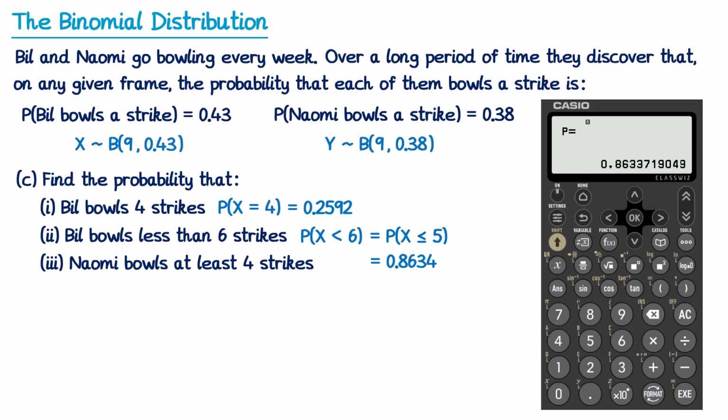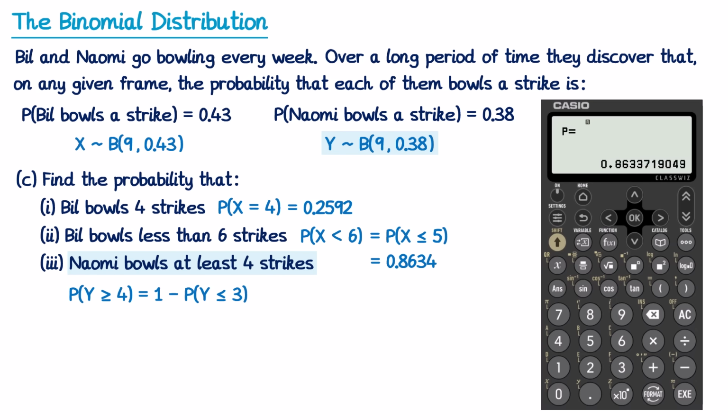For the final part of the question, it's Naomi this time, and she's going to bowl at least 4 strikes. So we'll use her distribution, y, and we're looking for the probability that y is greater than or equal to 4, since at least 4 means 4 or more. When we have a greater than or equal to, remember, we're going to need to do 1 subtract a less than or equal to. So we want the values to be 4 or more, so we'll subtract the values for 3 or fewer. So it's 1 subtract the probability that y is less than or equal to 3.